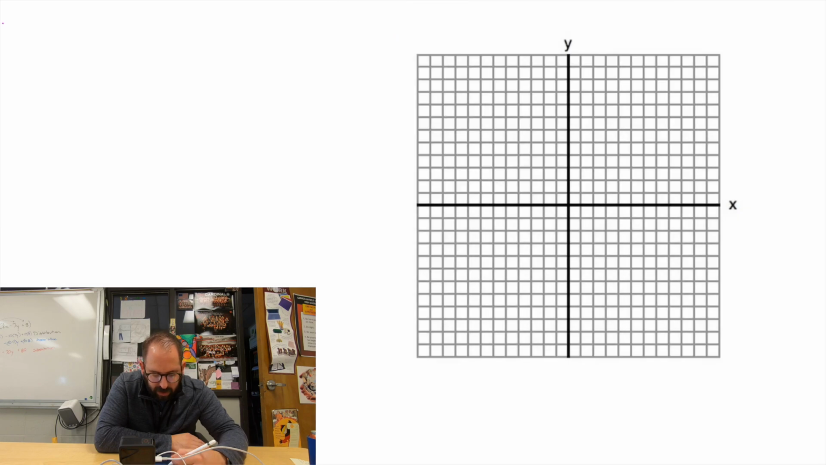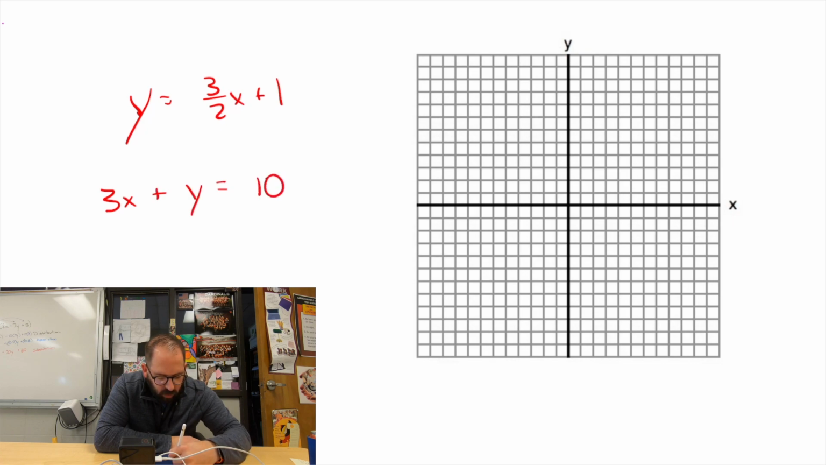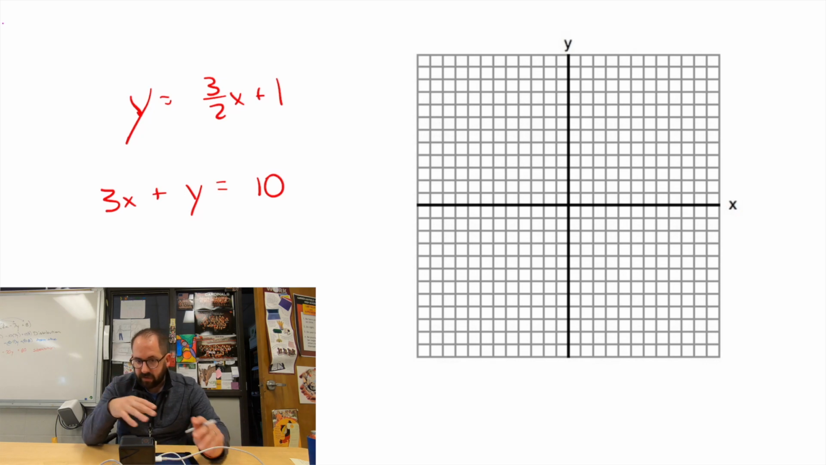So let me give you a couple of problems here. The first problem, let's go with y equals 3/2 x plus 1. And let's go with 3x plus y equals 10. Let's say that's one of my equations. So these are two individual lines. They're different equations, and I want to go graph them.